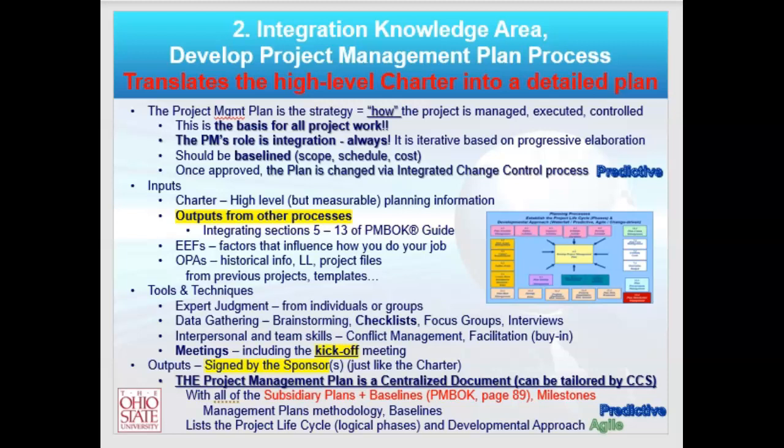Now, the next process is called Develop Project Management Plan. And like Ohio State, which is known as The Ohio State, this is the project management plan where everything you're doing gets rolled up inside of this project management plan. It's that important. So I'll skip right to the outputs. It has all my subsidiary plans, which are my management plans. It has my baselines. It'll have milestones, etc. Now let's go back to the top and just take a quick look at it.